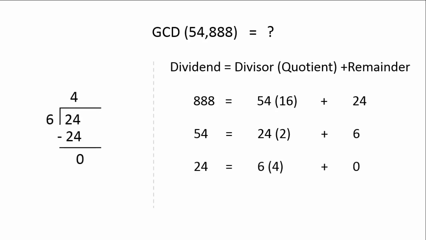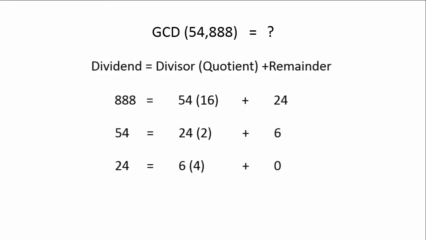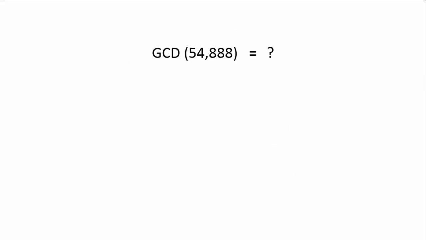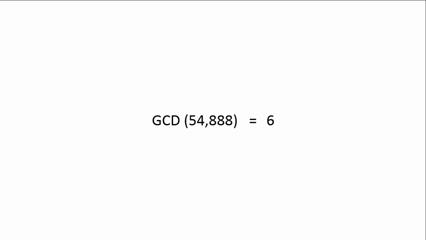Now, as per the algorithm, we continue dividing the quotient by the remainder. And we continue this till the remainder is 0. As per the algorithm, once you get 0 as the remainder, then look up in the previous line and the remainder would be the GCD of those two numbers.